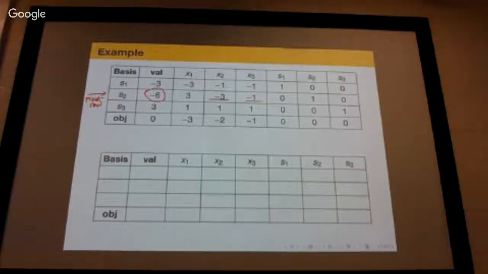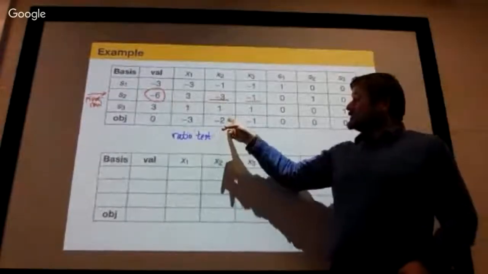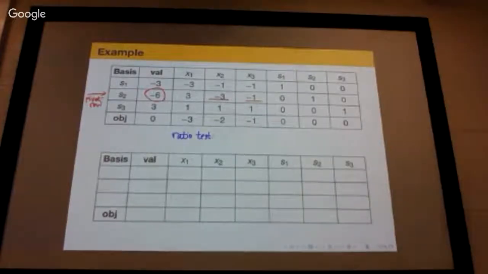And just like before, we do the ratio test. Except in this case, we do the ratio test not of the val and the pivot, but of the Hodge entry and the possible pivot element. So I'm looking at this -2 or this -1, and here I get -2 over -3, so that's 2 over 3, and here I get -1 over -1, so that's 1.